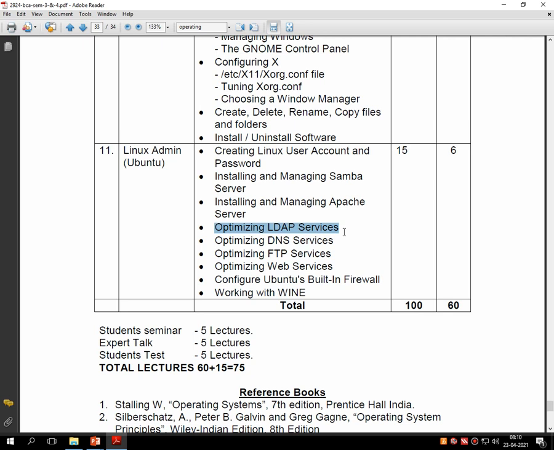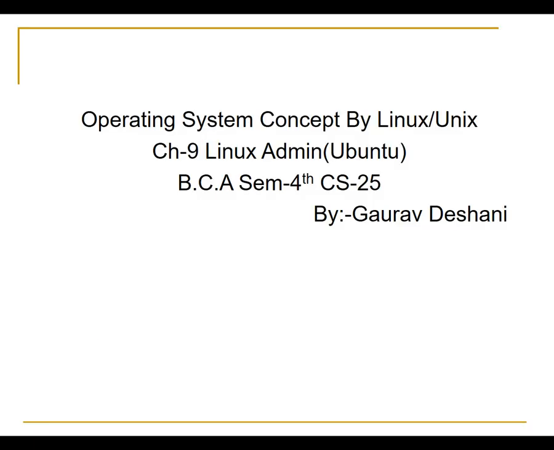From this entire chapter, the important topics are LDAP, DNS and FTP, and the last one is working with Wine. So all are the list of important topics that you have to keep in mind for preparing for the Saurashtra University examination. So let's start the discussion without wasting more time.